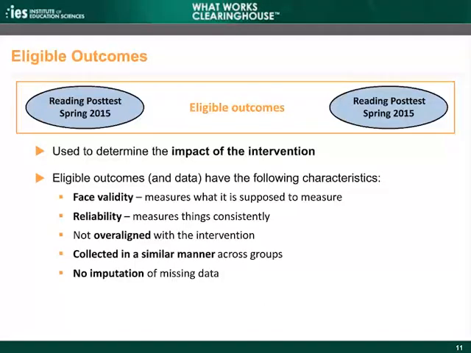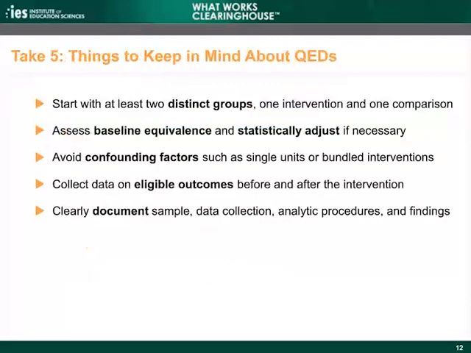Thanks, Jean. Before we move on, I'd just like to reinforce the key points to take away to keep in mind about high-quality QEDs. First, start with at least 2 well-matched groups with data collected before and after the intervention. Assess baseline equivalence before estimating impacts and adjust for differences in baseline measures if necessary. Try to avoid confounding factors such as single units or bundled interventions. Use valid, reliable measures that are not over-aligned with the intervention. Clearly document your design, data collection, and analytic procedures. And use WWC resources to help with measure selection, analysis, and reporting.